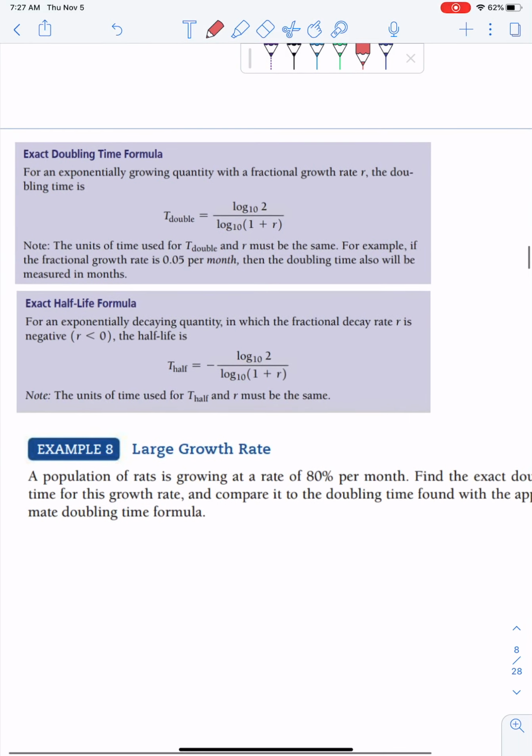Okay, couple more. Exact doubling time. Now I know the video's starting to get a little bit long. We decided we're doing A and B together because we might as well. You're doing the homework together.